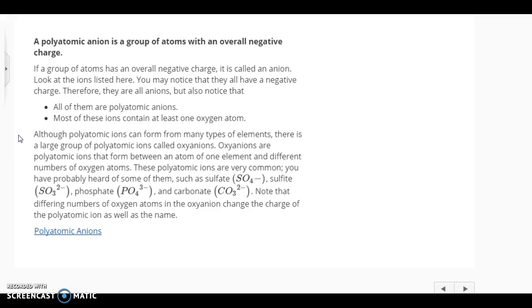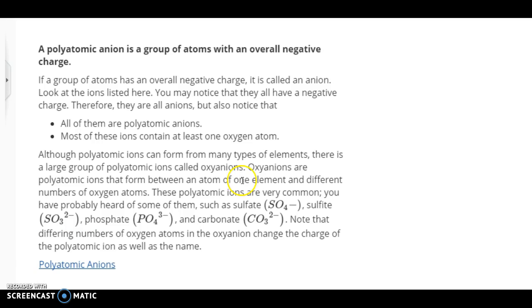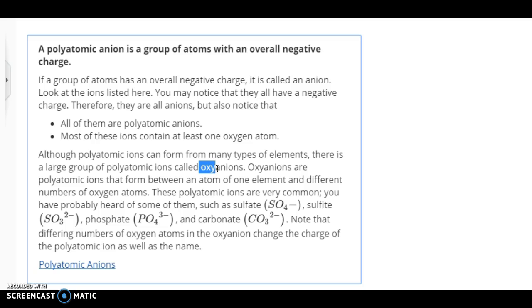Although polyatomic ions can form from many types of elements, there is a large group of polyatomic ions called oxyanions. Let's break that word apart. What do you see? We see oxy, which stands for oxygen, and anions, which are negative ions. So they're negative ions that contain oxygen. Make sure you write that down. Oxyanions are polyatomic ions that form between an atom of one element and different numbers of oxygen atoms. What I would write down is: oxyanion equals a polyatomic ion that is negative and contains oxygen.